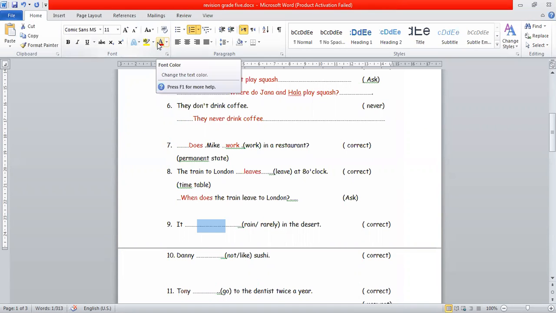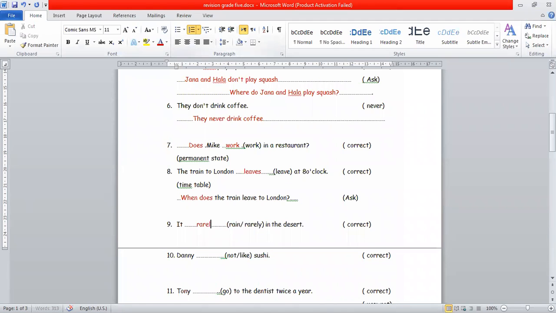No, I want to know the usage. Because it's something habitual in the desert. Very good, it's a habit. Thank you, Malak. It's a habit, and it's something that is fake. This is bad fake. It rarely rains in the desert.